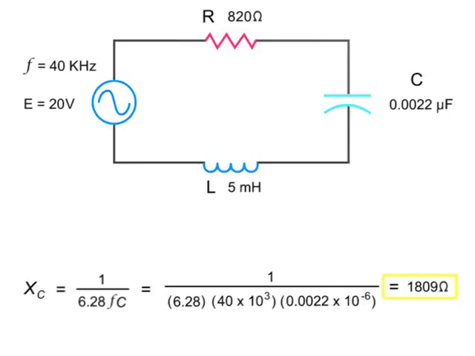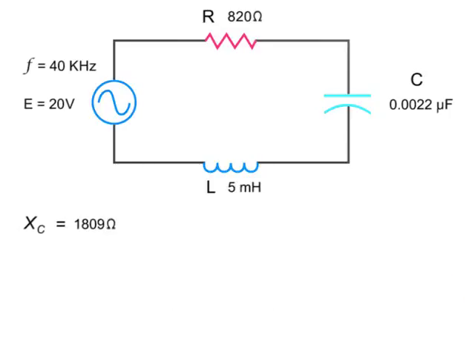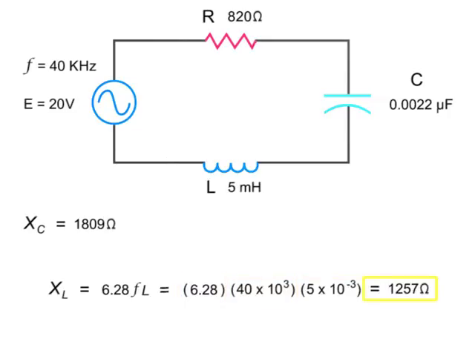1,809 ohms. To calculate the inductive reactance, multiply 6.28 by the frequency by the inductance of the inductor. Thus, 6.28 times 40 kHz times 5 millihenries equals 1,257 ohms.